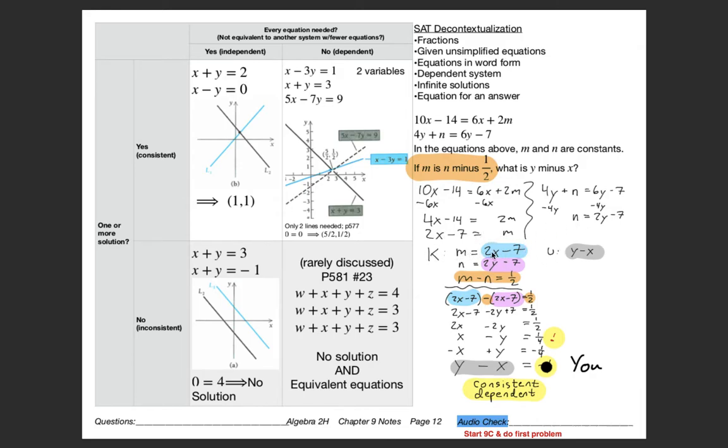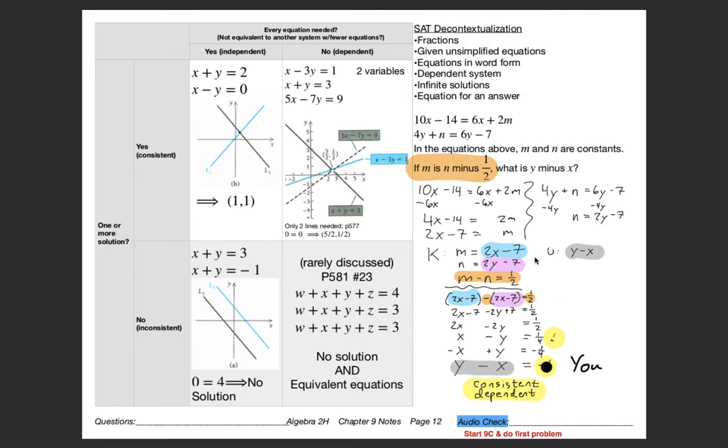I know that m is equal to 2x minus 7. That's what I got here. I know that n is equal to 2y minus 7 here. And I know that m minus n is equal to 1/2. M is n minus 1/2. I think I rearranged it already. I didn't show that work. But you could say m equals n minus 1/2 and then rearrange it to get this.